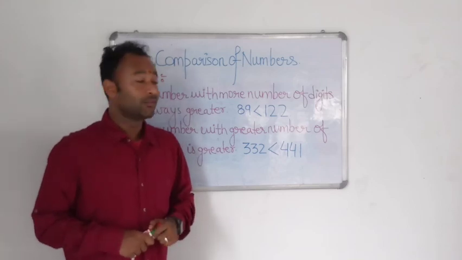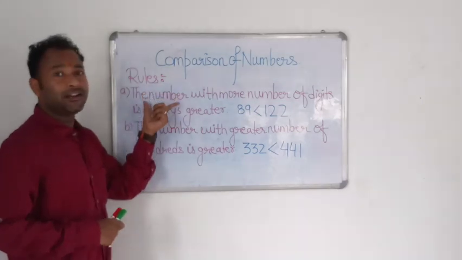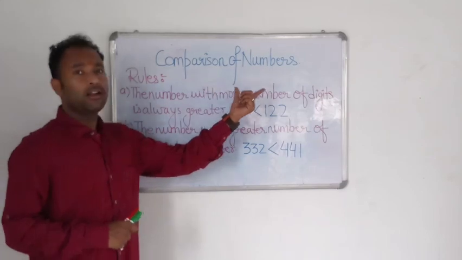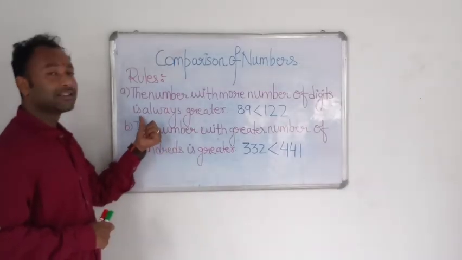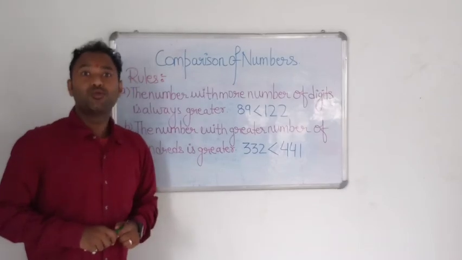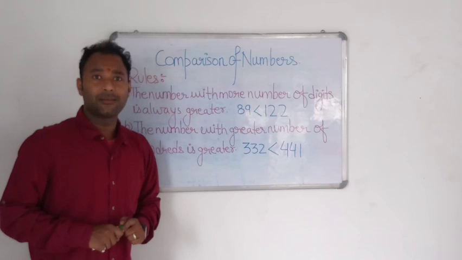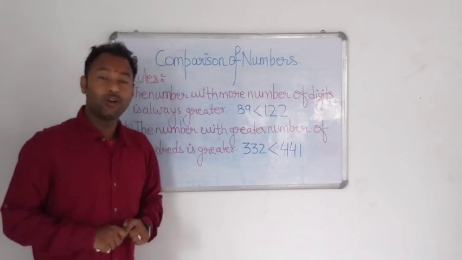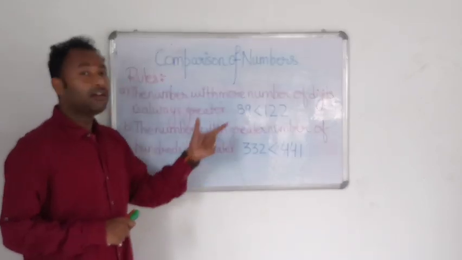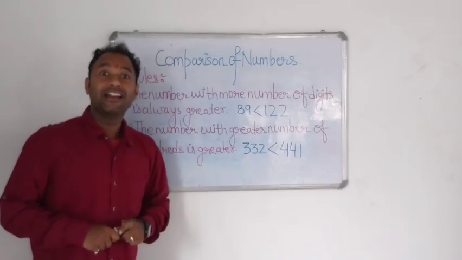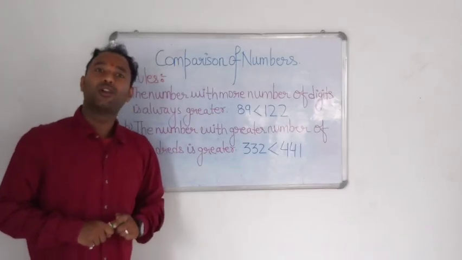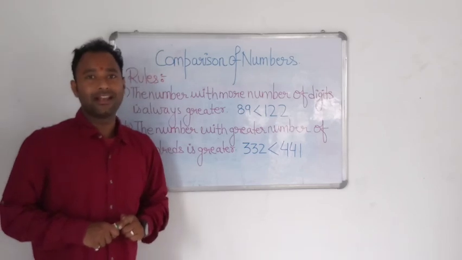So now let's get started with rule number 1, that is the number with more number of digits is always greater. Students, we have already studied one digit numbers, two digit numbers, and also three digit numbers. Rule 1 says that whenever the number of digits is greater, you will automatically say that this number is greater.